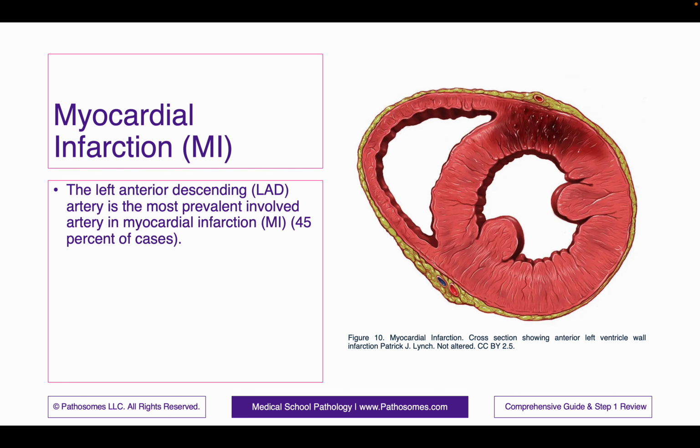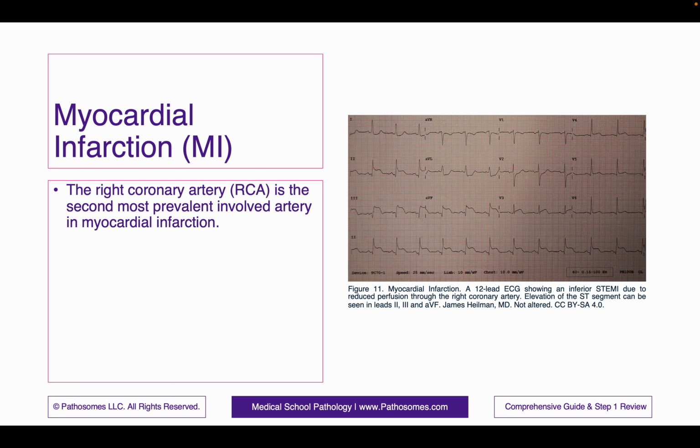As we can see here, note, the right coronary artery is the second most prevalent involved artery in myocardial infarction. And to the right, we can see the ECG from a patient that experienced right coronary artery STEMI.